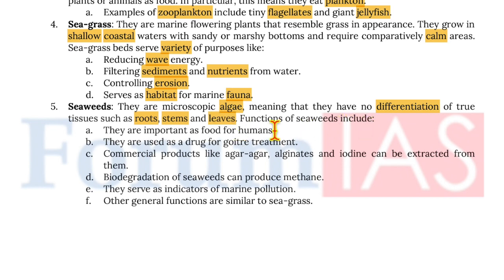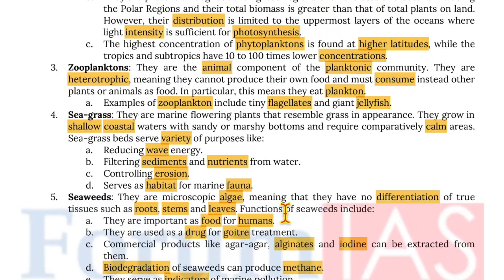Now, functions of seaweed would include that they are important food for humans. They are used as a drug for goiter treatment. Commercial products like agar-agar, alginate, iodine can be extracted from them. Biodegradation of seaweeds can produce methane. They serve as an indicator of marine pollution. Other general functions are similar to seagrass. That'll be it.